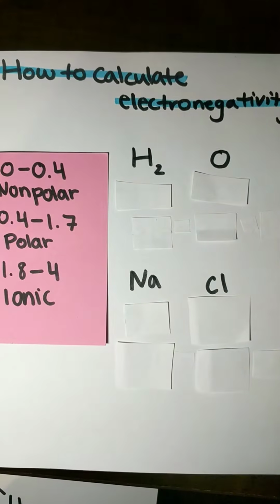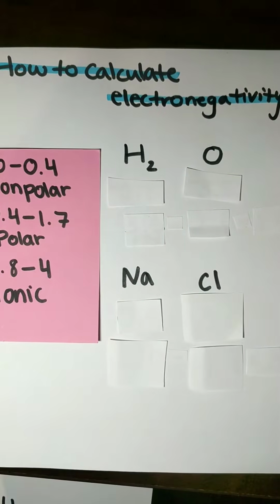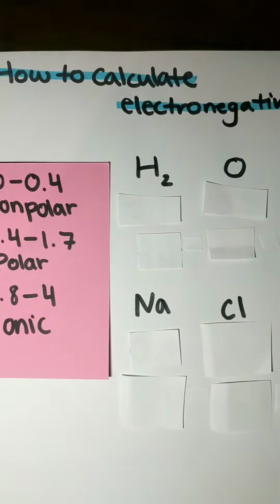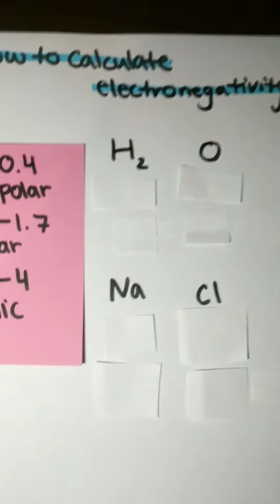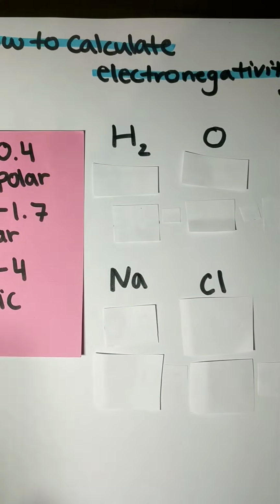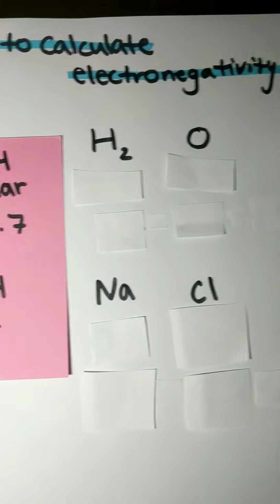Okay, so in this video, let's go over how to calculate electronegativity. This will help you determine whether a bond is polar, nonpolar, or ionic. So firstly, we have to look at the electronegativity.